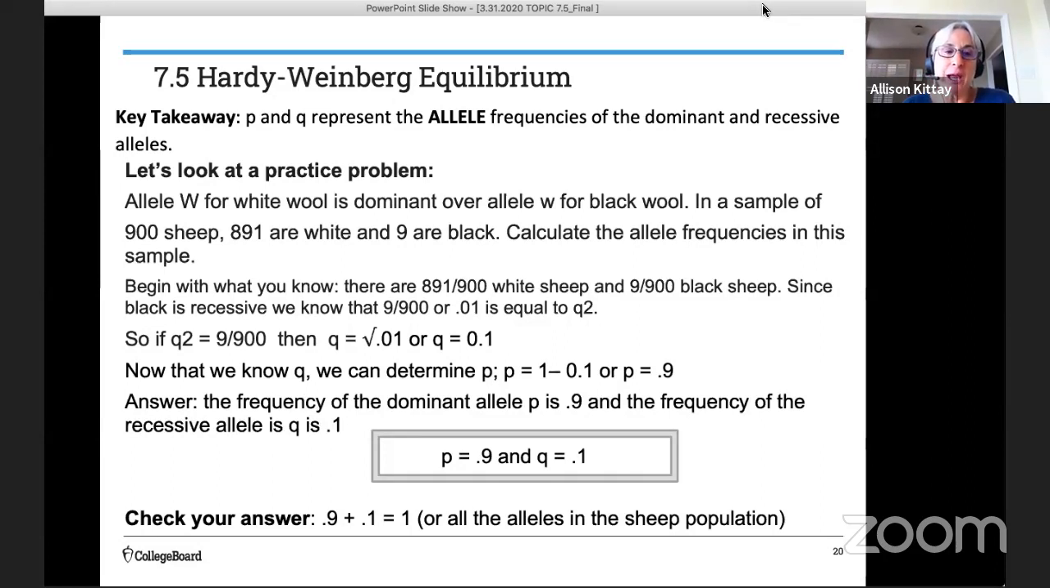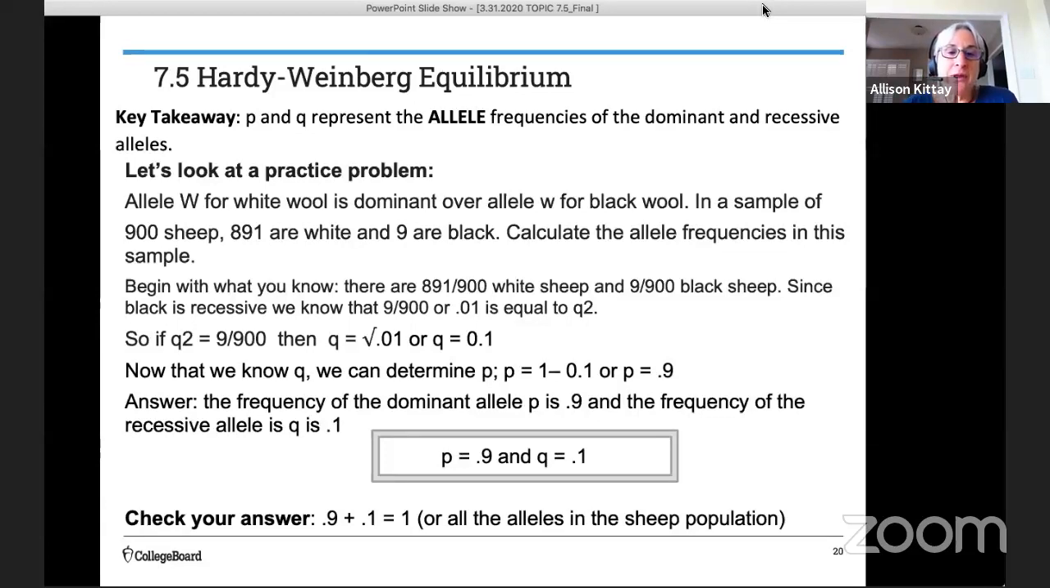The allele, capital W for white wool, is dominant over the allele, lowercase w for black wool. In a sample of 900 sheep, 891 are white and 9 are black. Calculate the allele frequencies in this sample. So you always want to begin with what you know, and then you need to figure out what you're solving for. So they're asking us to calculate allele frequencies.